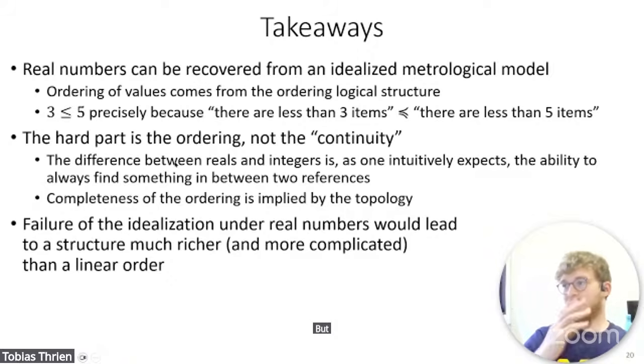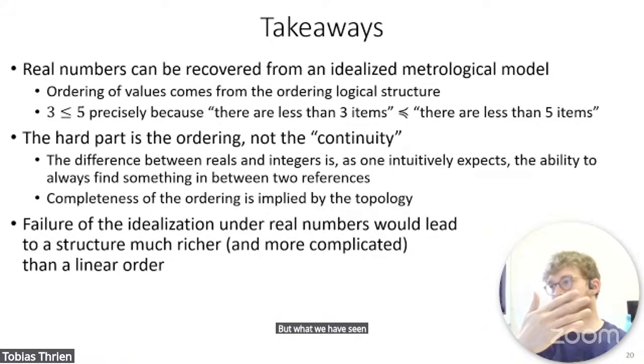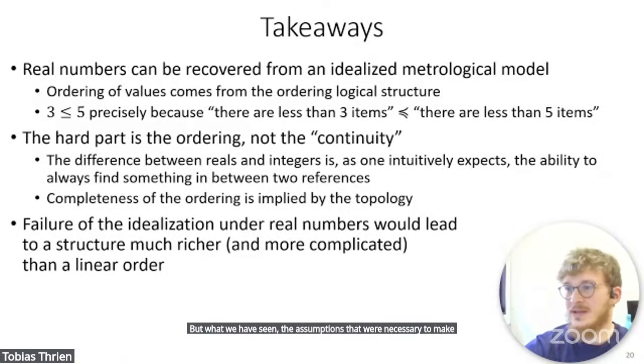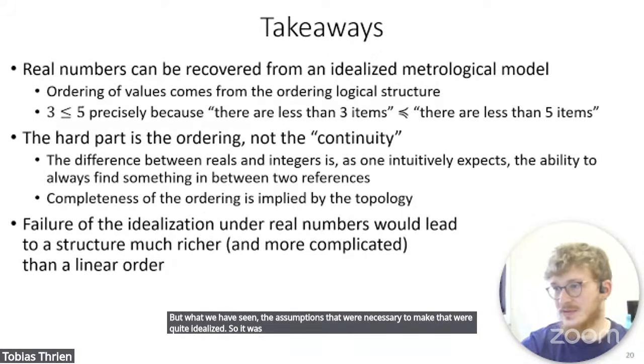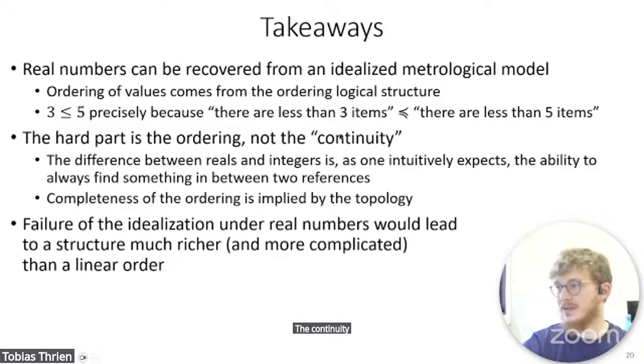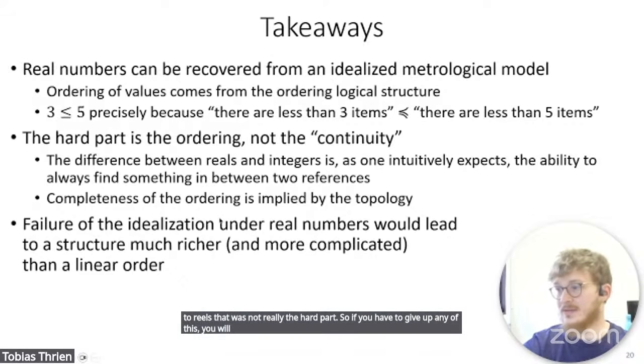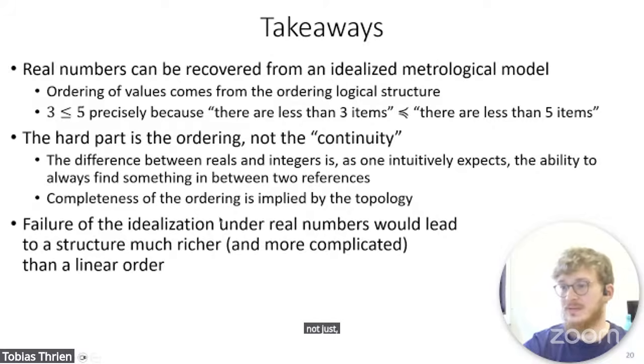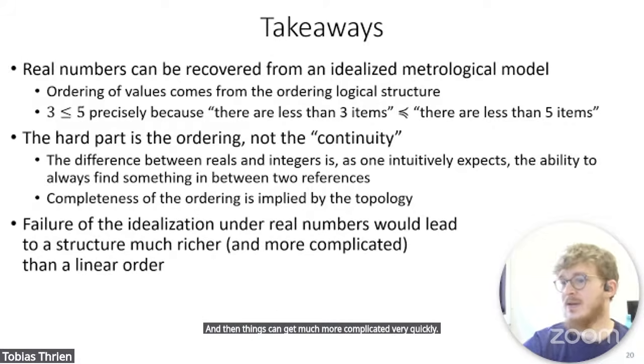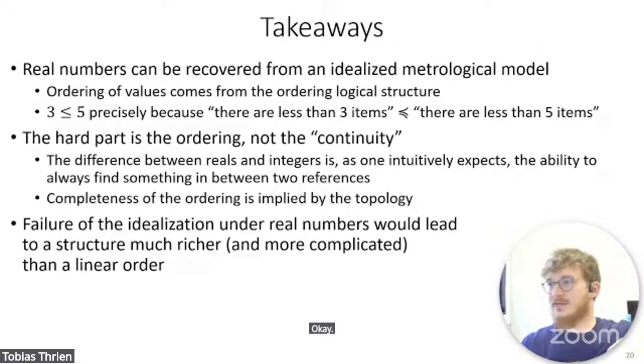But what we have seen is that the assumptions that were necessary to make were quite idealized. We had to make quite strong assumptions to get this specific ordering. The continuity, basically from rationals to reals, was not really the hard part. So if you have to give up any of this, you will not just give up continuity or anything, you will lose the linear order. And then things can get much more complicated very quickly. Okay, that was the first part.